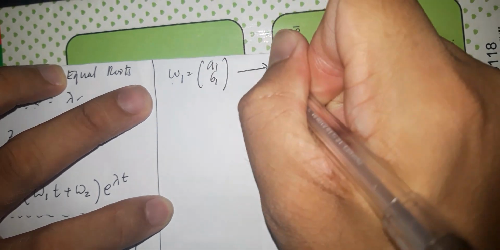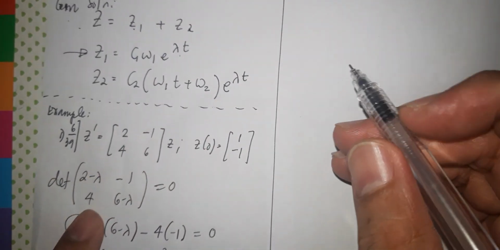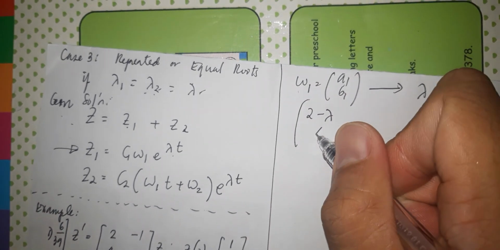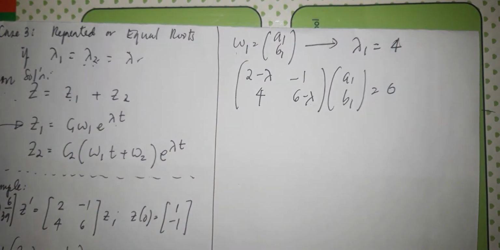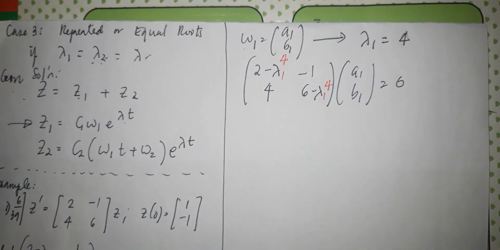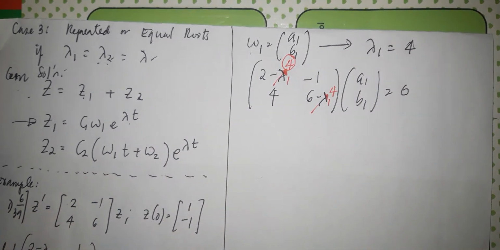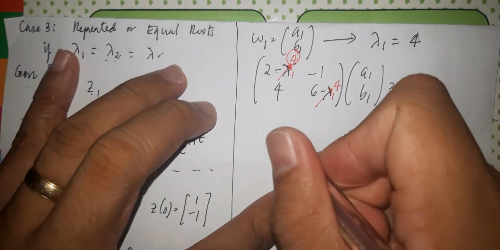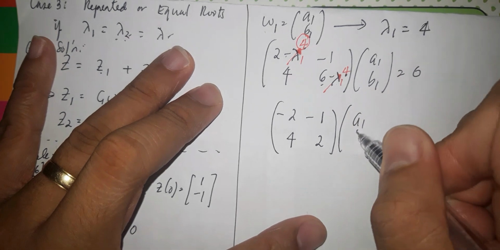Then, like what we did before, we first get omega 1, which is a1, b1, that corresponds to our lambda 1, which is equal to 4. We do the same thing: we substitute lambda there. So this is 2 minus 4. Again, let me rewrite: this is 2 minus lambda, negative 1, 4, 6 minus lambda. Then a1, b1 is equal to 0, subtracting lambda 1, which is equal to 4. This is not to the fourth, ha. I'm just putting the value of our lambda. So our lambda is 4. So 2 minus 4 is negative 2, negative 1, 4, 6 minus 4 is 2, times a1, b1 equal to 0.